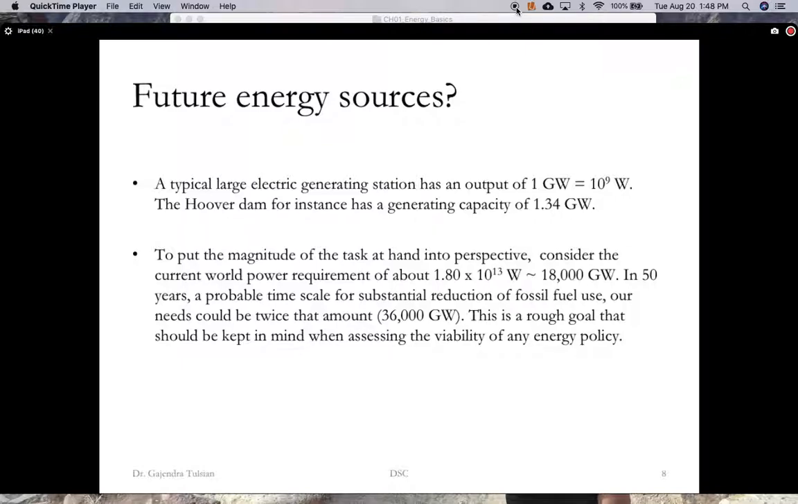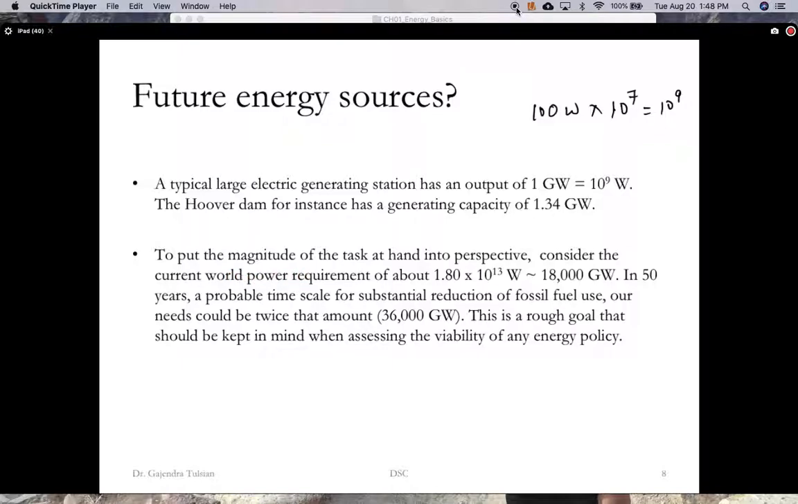So with a billion watts, here's what you could do. A 100-watt bulb times 10 to the 7 equals 10 to the 9. So with the gigawatt, you could light up 10 million 100-watt bulbs. Anyway, you can run a million US homes.